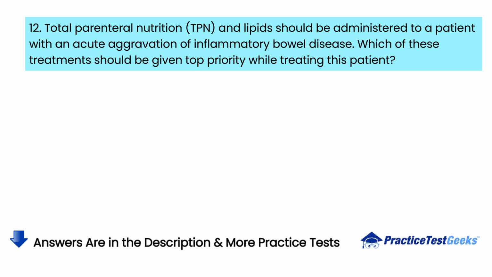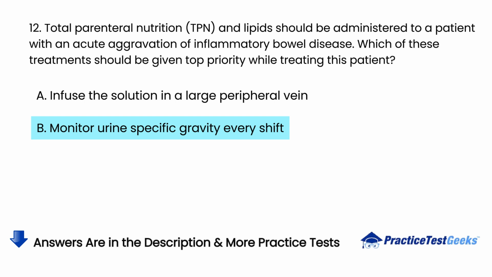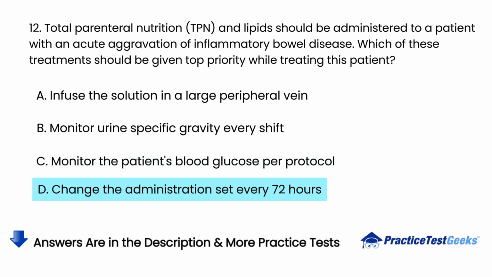Total parenteral nutrition and lipids should be administered to a patient with an acute aggravation of inflammatory bowel disease. Which of these treatments should be given top priority while treating this patient? A. Infuse the solution in a large peripheral vein. B. Monitor urine-specific gravity every shift. C. Monitor the patient's blood glucose per protocol. D. Change the administration set every 72 hours.